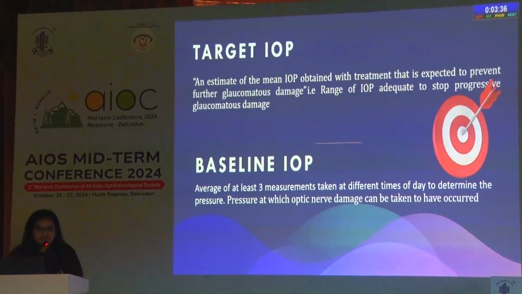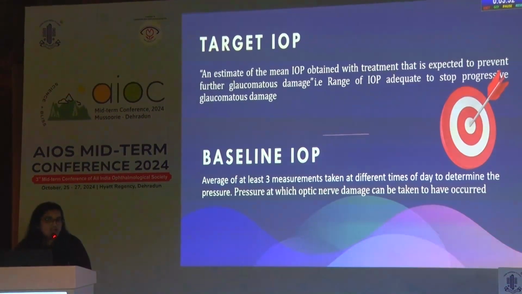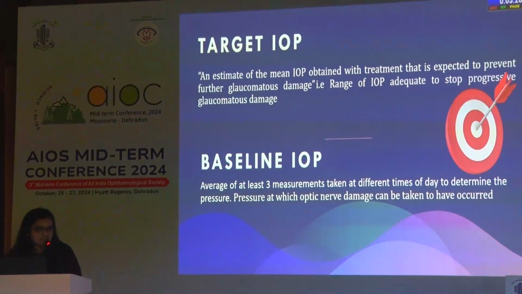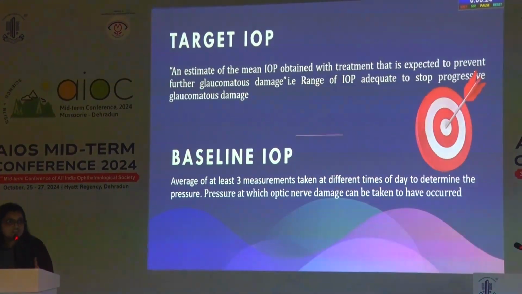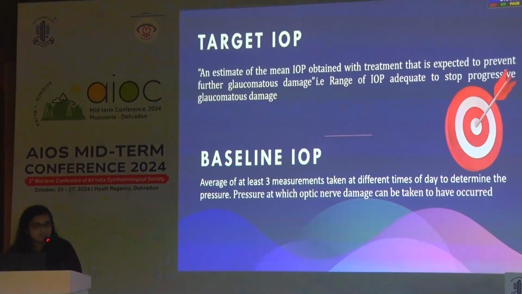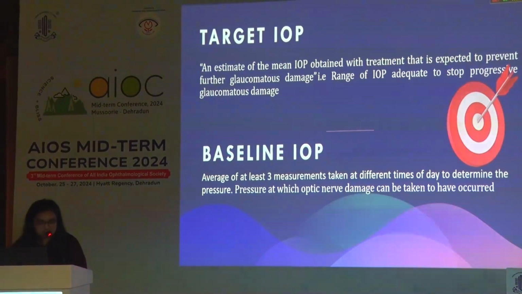It is a range of IOP which is required to stop the progression of glaucomatous damage. One should be very clear that normal IOP is not equivalent to target IOP. For calculating target IOP, you should first calculate the baseline IOP. What is baseline IOP? Can anyone tell me? It is an average of at least 3 measurements taken at different times of the day.